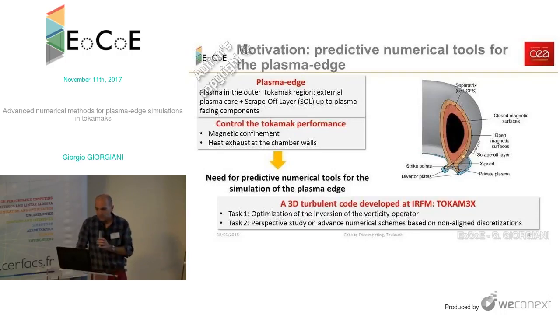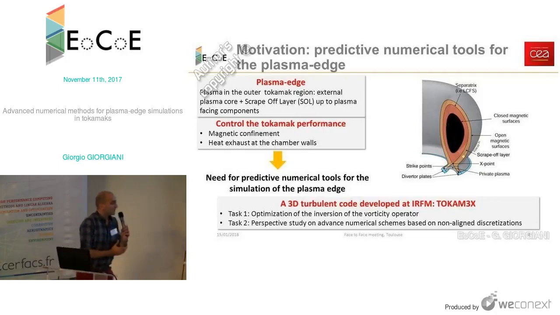The importance of the plasma edge is related to the fact that the physics of the plasma edge controls the performance of the tokamak. In particular, the performance of the magnetic confinement and also the heat exhaust at the chamber walls. So we need predictive numerical tools for the simulation of the plasma edge, and the code that has been developed in the ERFM is called Tokamaks 3x.